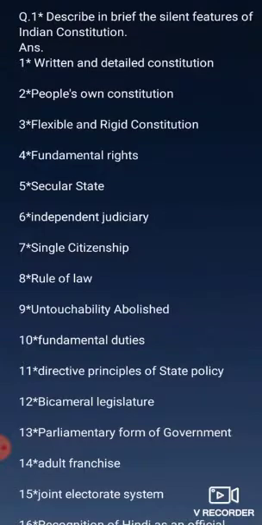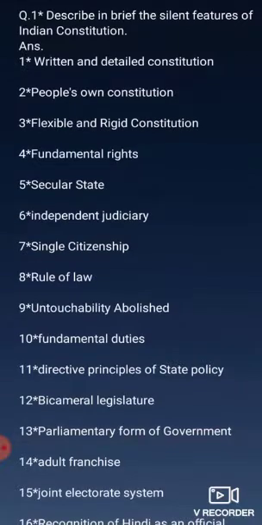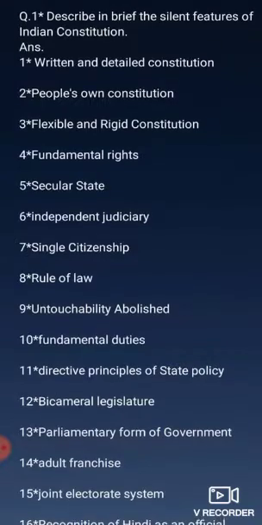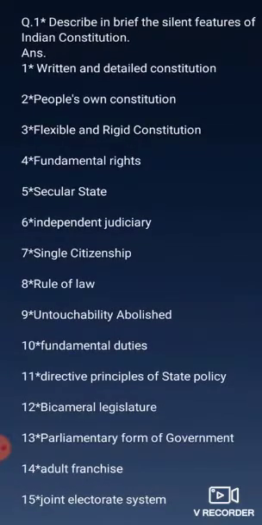Next one is bicameral legislature. Another feature of the Indian Constitution is that the Indian Parliament consists of two houses, the Lok Sabha and the Rajya Sabha. Rajya Sabha is the upper house, Lok Sabha is the lower house. The Lok Sabha, the lower house, represents the whole nation, while the Rajya Sabha, the upper house, represents the states. The Lok Sabha is more powerful than the Rajya Sabha.